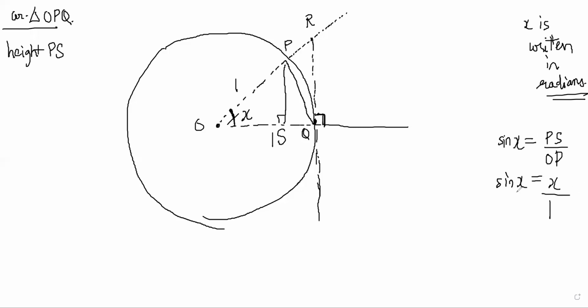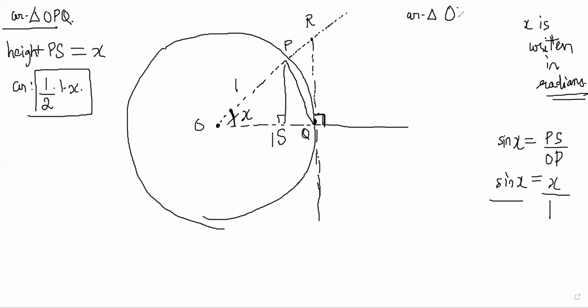Sin x is x by 1, no? Yes, sir. So this height is PS. You realize that? Okay. Then the area of the triangle OPQ will be what? Half into 1 into x, no? Okay. What is the area of triangle ORQ?